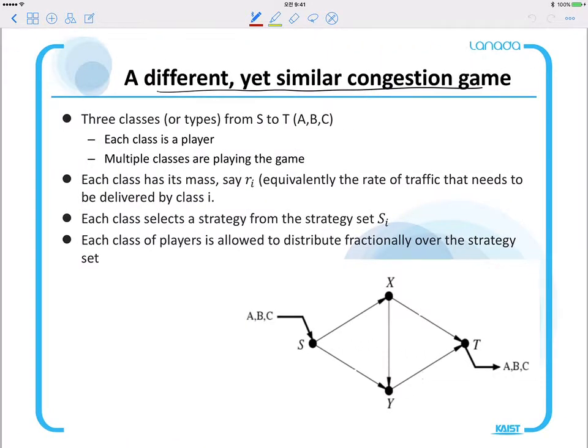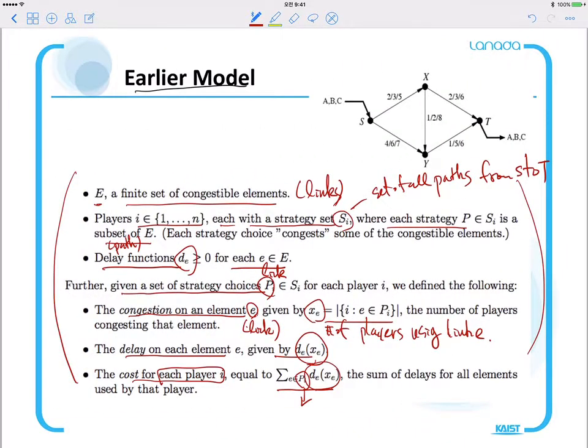Now we're going to look at a different perspective. We're going to define a game very similar to the earlier congestion game, but in a different way. Now we will assume that there are three classes, or types, not three players, from S to T. Three classes. These are called classes, not players. So I'm going to provide a different interpretation. I'm going to define a different congestion game, which is similar to the earlier game, but different.